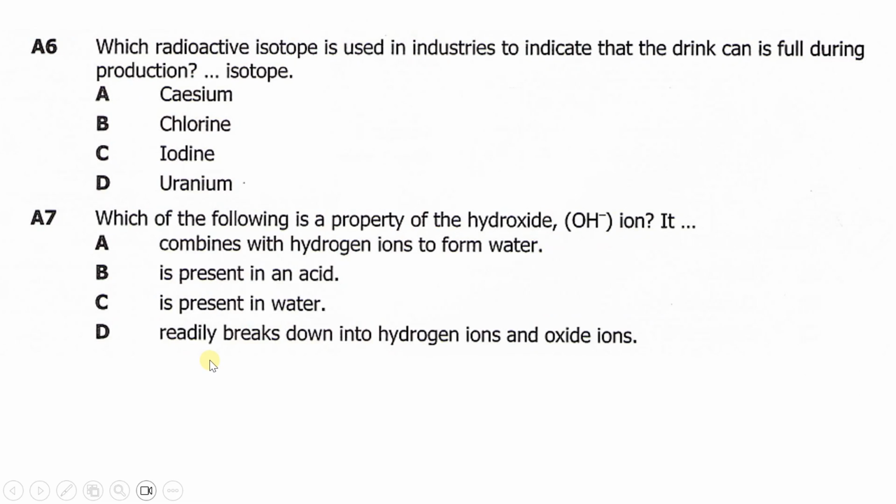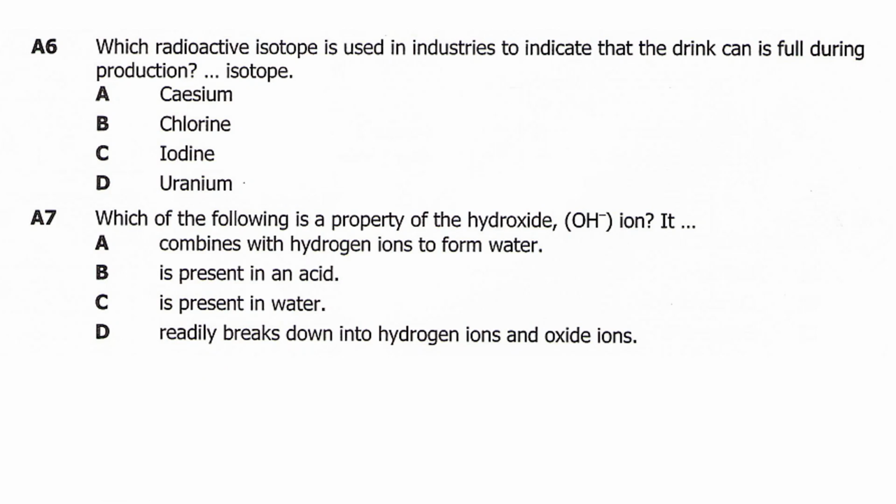So we move to A6, which says: which radioactive isotope is used in industry to indicate that the drink can is full during production? Okay, so for me, I don't actually know the answer here, because even when I tried to do some research, I found different answers to this question.